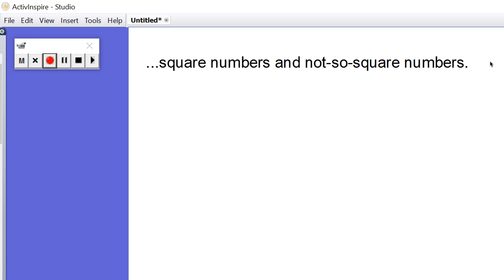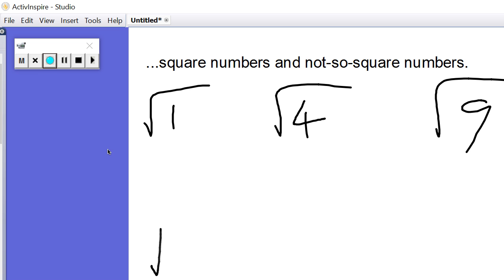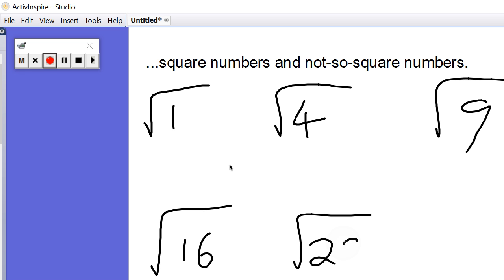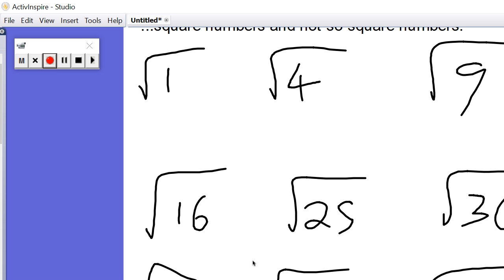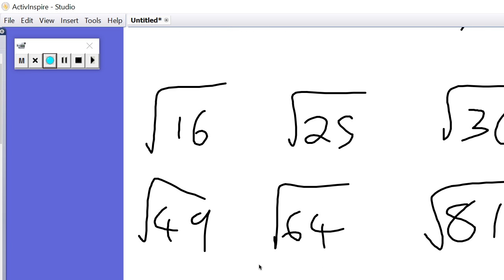So, before we define what a surd is, let's look at squared numbers. We want to know as many of these off by heart as possible, and some of you will know many of them straight away: square root of 1, square root of 4, square root of 9, square root of 16, square root of 25, square root of 36, square root of 49, square root of 64, square root of 81. There's our first 9. So that would be 1, that would be 2, that would be 3, and so on. I would advise that we try and get up to the square root of 225.